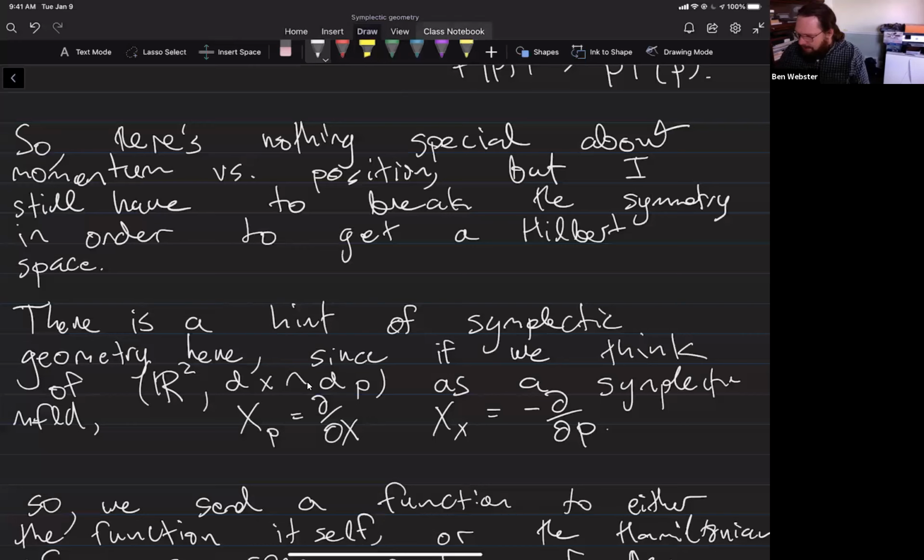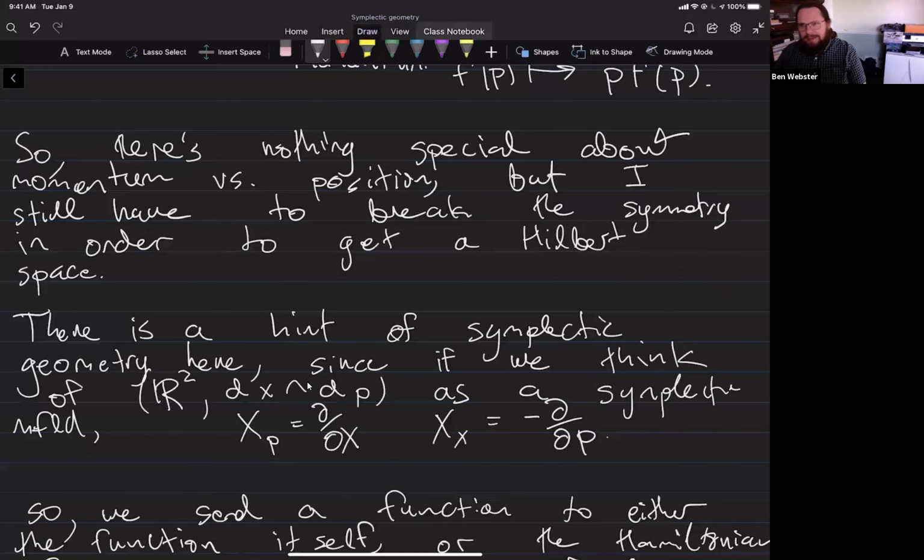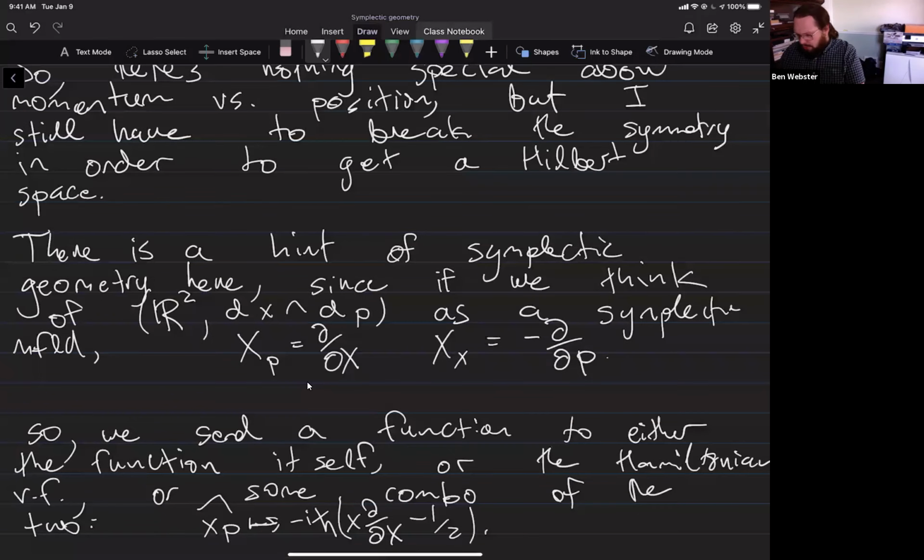All right, but the other thing I'll say is, these operators aren't totally shocking in their form from the perspective of symplectic geometry. If I think of the phase space R² as a symplectic manifold, then I can think of the momentum as an observable function, and construct its Hamiltonian vector field, and that's d/dx. Similarly, I can do that with the position coordinate, and I get minus d/dp.